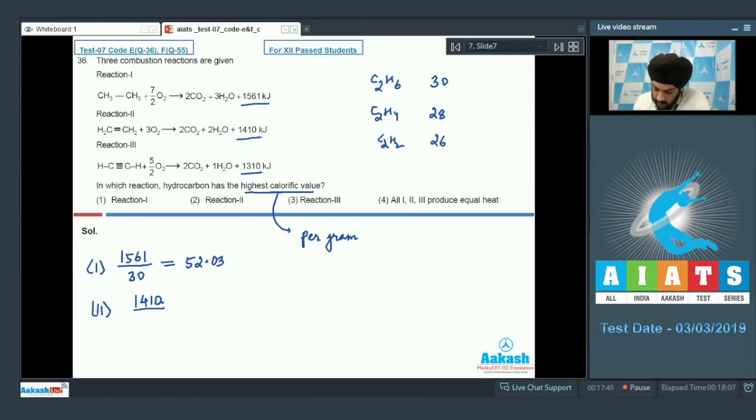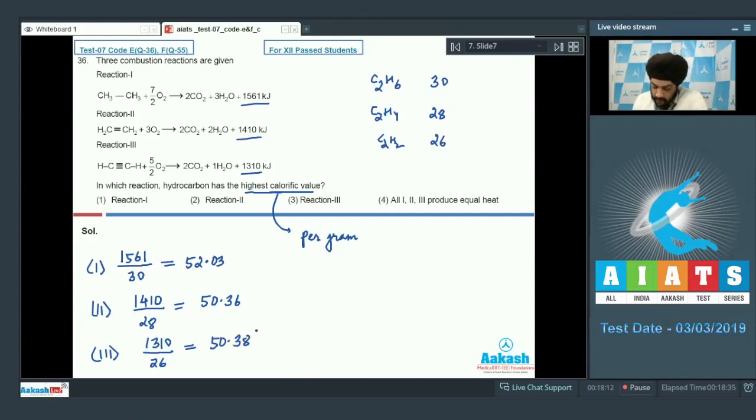If I talk about the second reaction now, in the second reaction, we have a heat liberation of 1410 kilojoule per mole, and this is liberated by the combustion of 28 grams of the hydrocarbon. So this on simplification gives us a value of 50.36 approximately. And if we talk about the third reaction now, we have a heat liberation of 1310 kilojoule per mole, and this heat is liberated by the combustion of 26 grams of the hydrocarbon. So this gives us a value equal to 50.38.